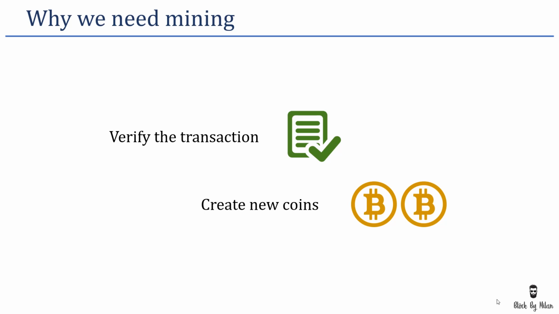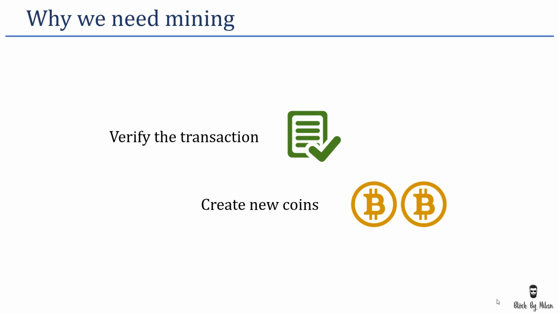So let's start with verifying the transactions. In a centralized scenario like banks, first the bank will verify the accounts, then verify the balances, and then make the transactions. But in a decentralized scenario like blockchain, there's no centralized party or authority to make these verifications. So for that we need special nodes to do that, and the nodes doing the mining work we call miners. The job of the miners is to verify the transactions and then add them to the existing chain.